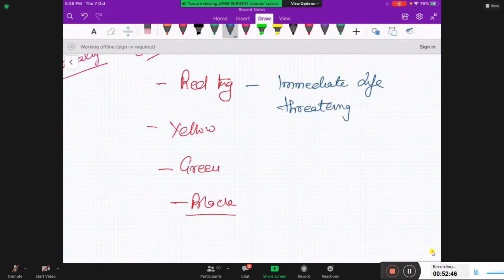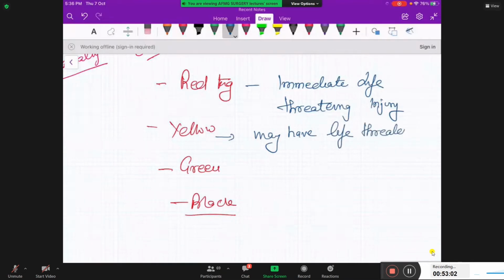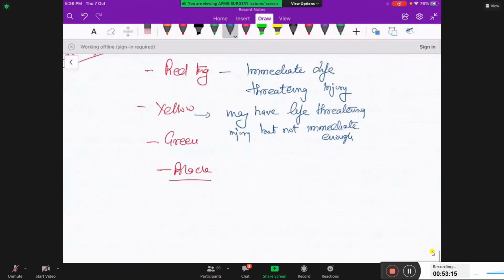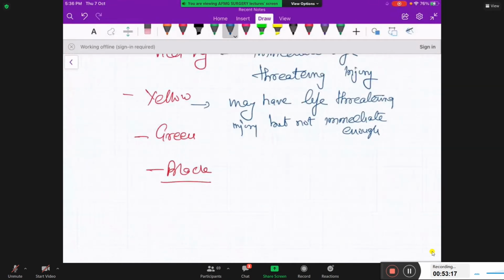Red tag is given to one who has an immediate life-threatening injury. Yellow tag is given to one who may have a life-threatening injury, but not immediate enough.